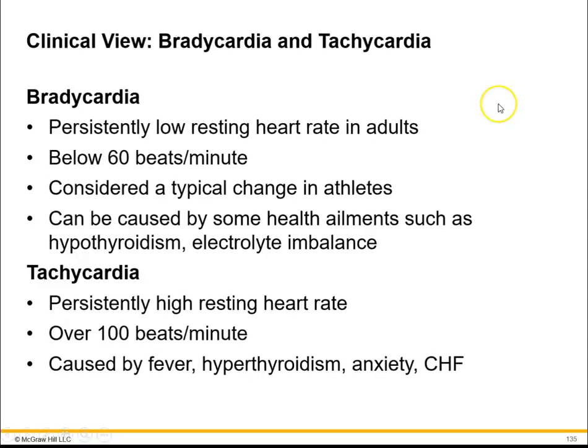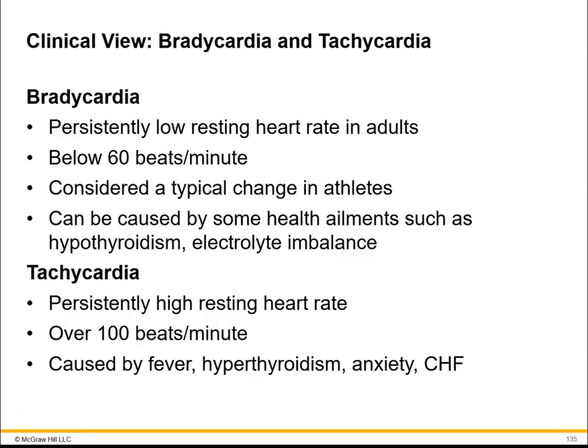All right, that brings us to bradycardia and tachycardia. Bradycardia is a low resting heart rate, below 60 beats per minute. Now remember, if your patient is an athlete, this might be a normal physiological adaptation in their body. However, for the average adult, a heart rate below 60 beats per minute is typically abnormal. It can be caused by certain health ailments such as hypothyroidism and some types of electrolyte imbalances.